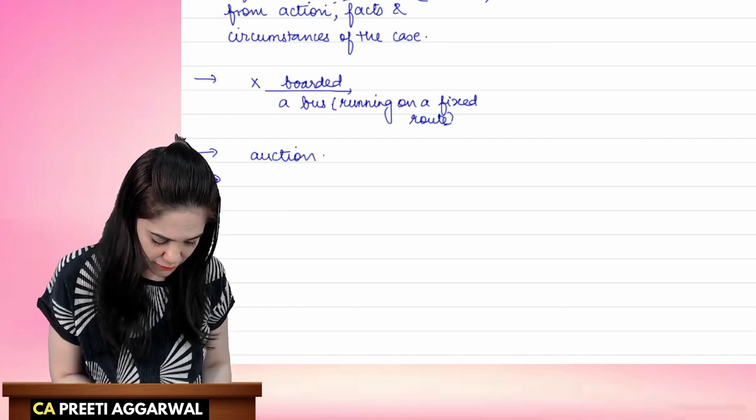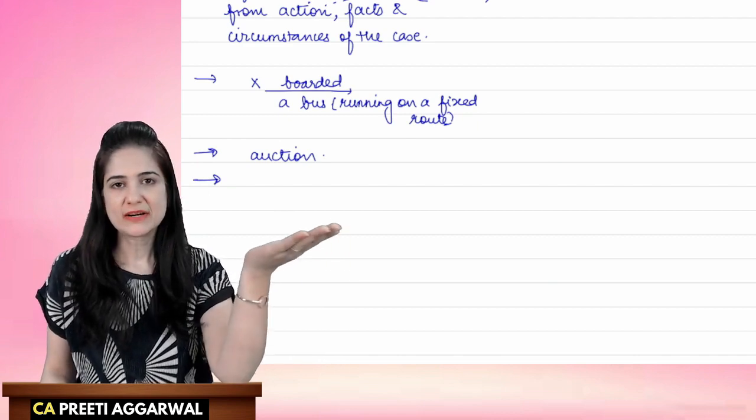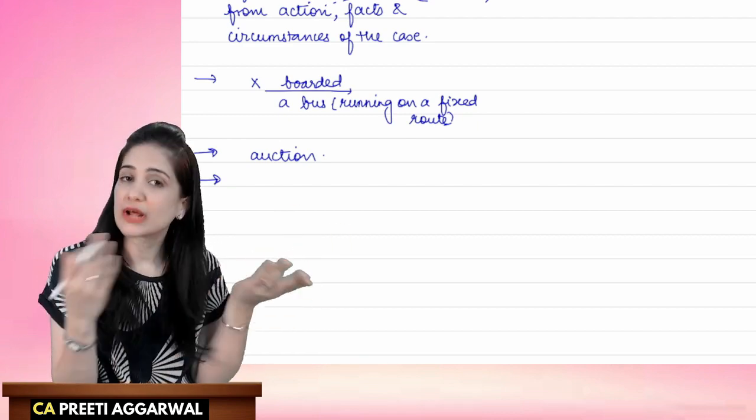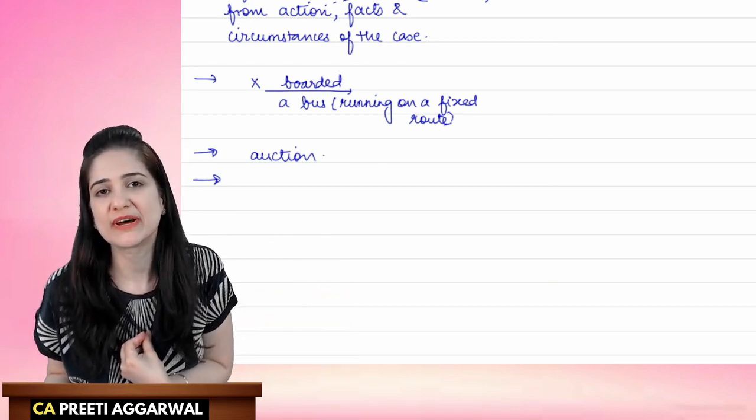In case of a buffet restaurant, the buffet is displayed. We take a plate, that's an implied offer. The restaurant owner allows us to do that, that is implied acceptance. Words are not used, it is understood from our action.